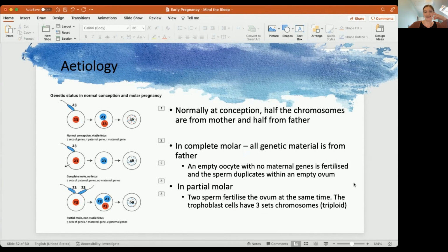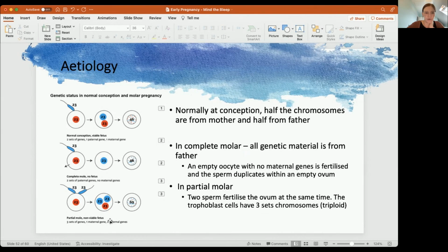I'm not going to go into detail with this because this is a bit too much for me as well. But essentially, a normal pregnancy, you have an egg, you have a sperm, they come together and they make a baby. If you have a complete mole, it's not very clear on this picture, but essentially the egg has no maternal genes inside it for some reason that we don't really understand. A sperm gets into an empty egg, but it just duplicates itself within the empty egg. So it's all paternal tissue, no maternal genes.